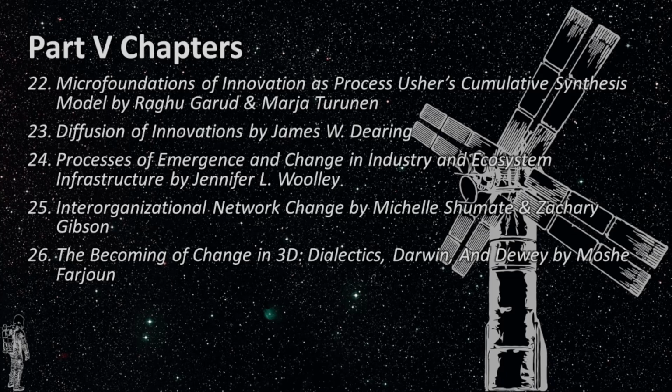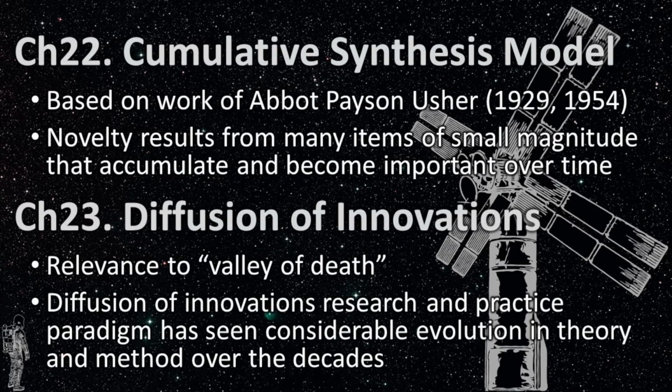Let's get started. Chapter 22 describes the micro-foundations of innovations as a process. It uses the cumulative synthesis work of Abbot Payson Usher, dating back 1 century. Usher gives many very detailed examples of how novelty results from many individual and small innovations that accumulate over a long period of time to create an innovation of greater importance.